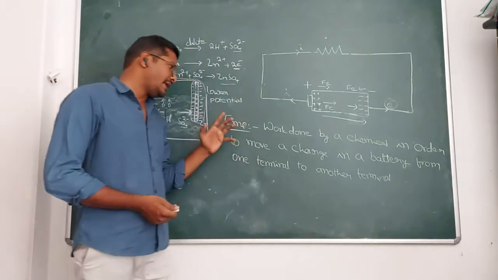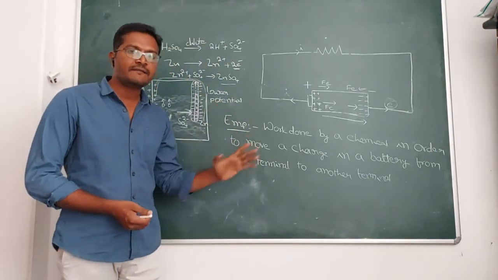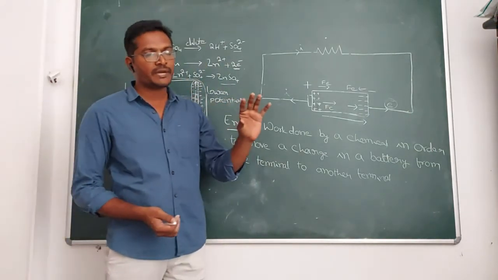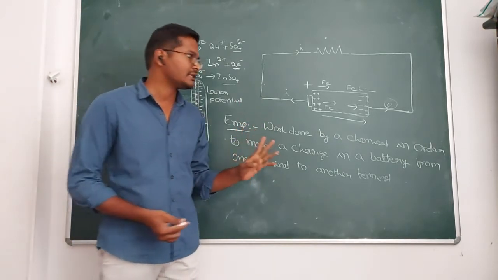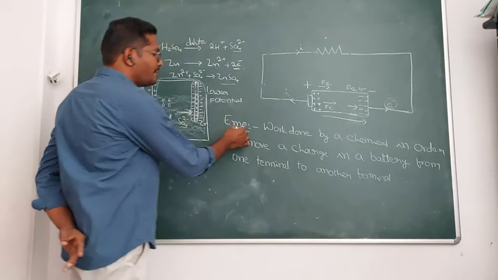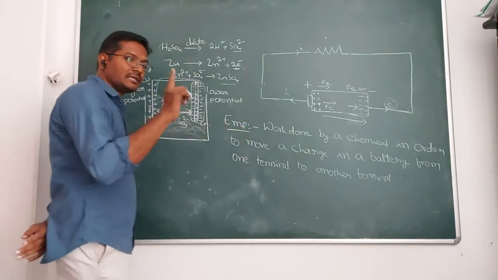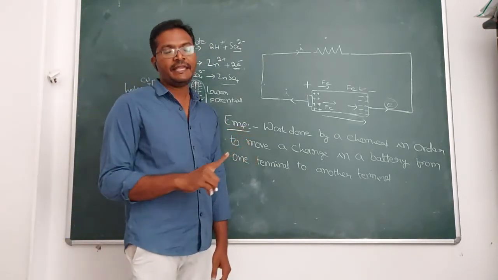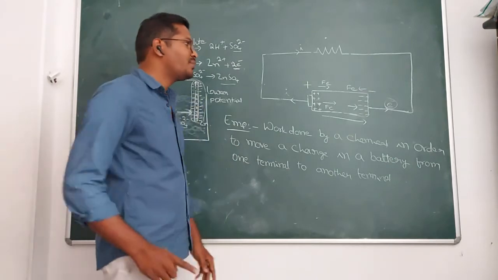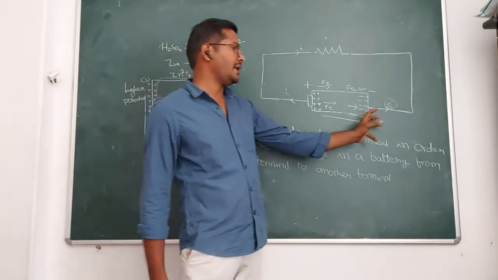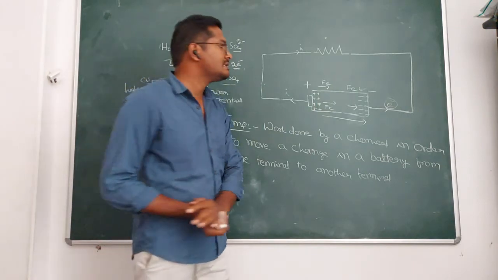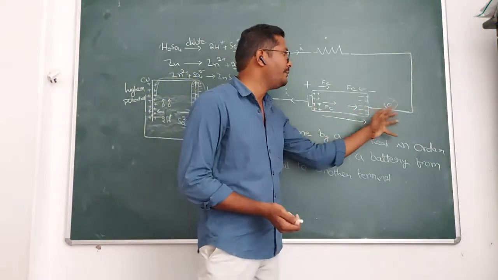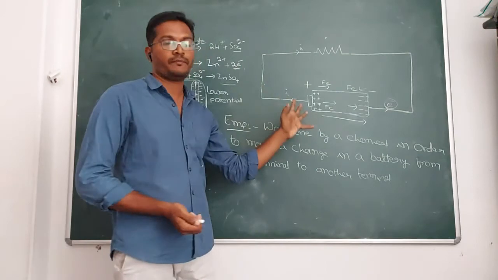EMF, the name itself indicates a force, electromotive force, but this is not a force, this is work done in moving a charge. So this EMF is nothing but a potential difference inside a battery. That potential difference is maintained throughout the circuit. So this is how the electron completes its full path.